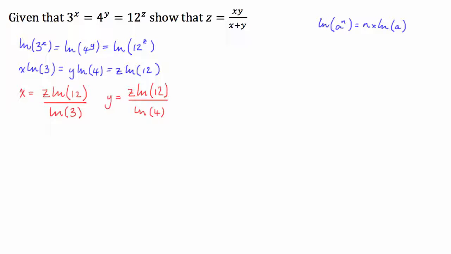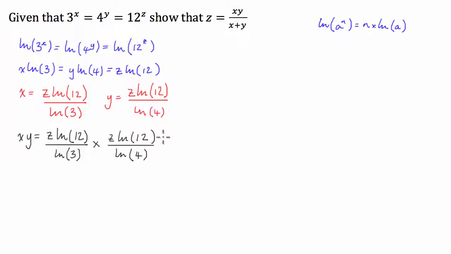So I can now show that x times y is equal to z ln 12 over the natural logarithm of 3, times z ln 12 again over the natural logarithm of 4.